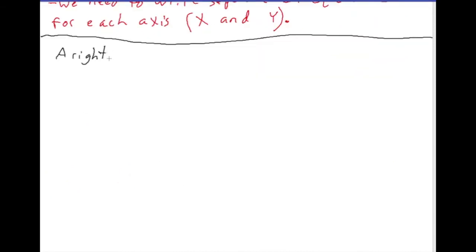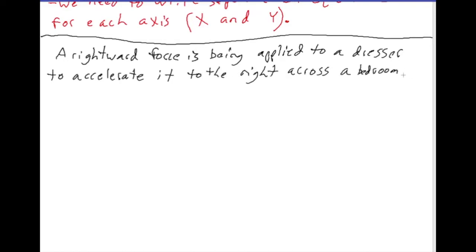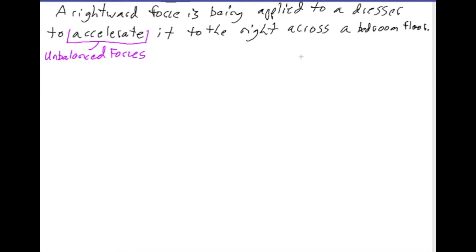Let's go ahead and look at our first example here. We're going to say that we have a rightward force that is being applied to a dresser to accelerate it to the right across a bedroom floor. Something important to note right here is that we're accelerating it, and because we're accelerating it, that means that we're going to have unbalanced forces. So the next thing we want to do is go ahead and draw a picture, because we always want to have a picture so that we know what's going on.